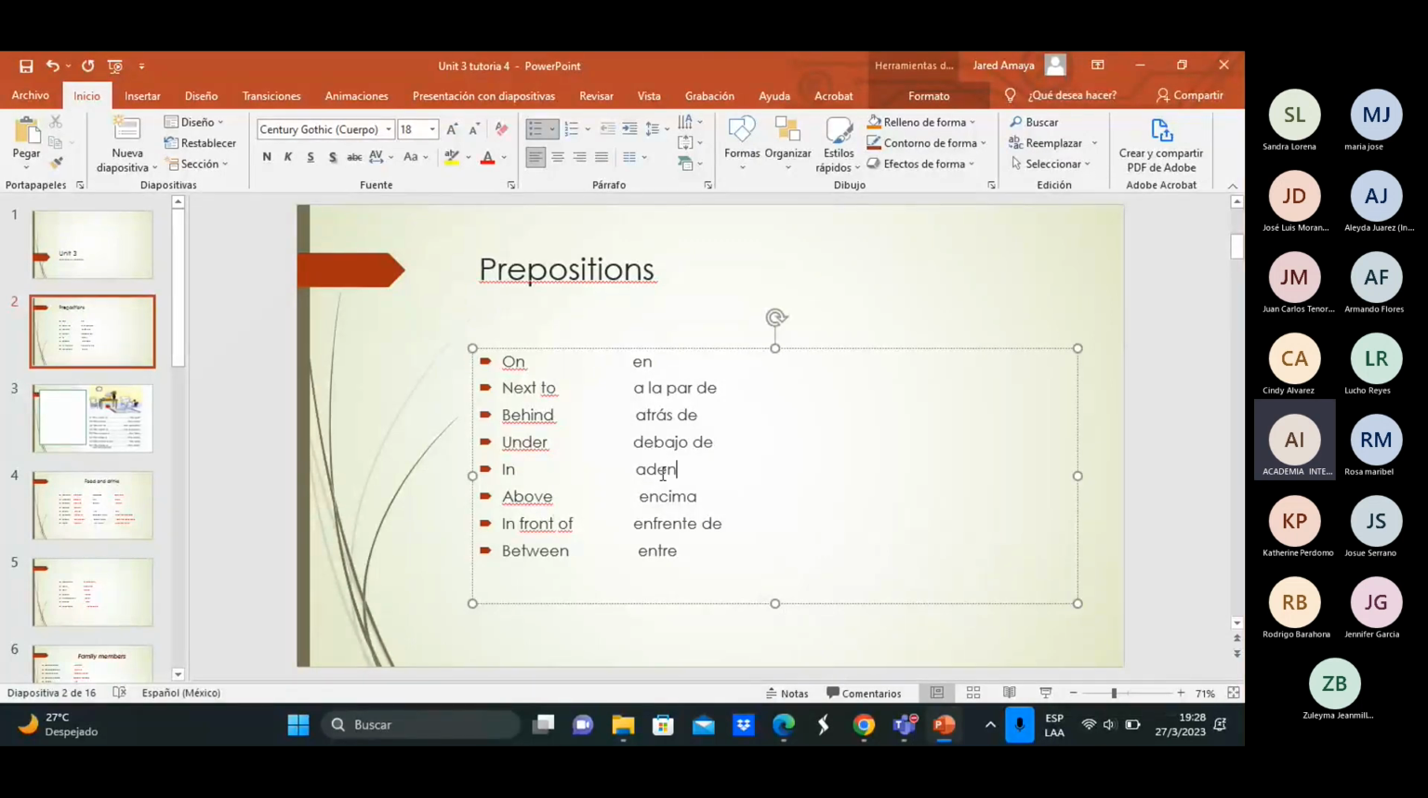Este es adentro. Adentro de. Y este es como en o sobre. Vamos a poner sobre de. Sobre. Nada más. Sobre. Ahora, ¿por qué no utilizaría in? Y sí utilizaría on en ese ejemplo de la manzana. Porque in es adentro de. Entonces, cuando pongo una manzana sobre la mesa, no está dentro de la mesa ni adentro de ningún lugar. Está sobre la mesa. Entonces, por eso utilizo on.